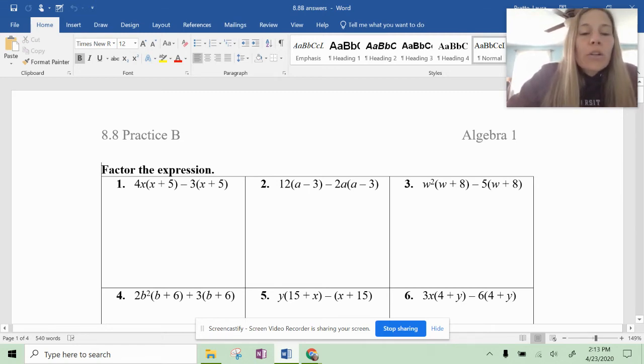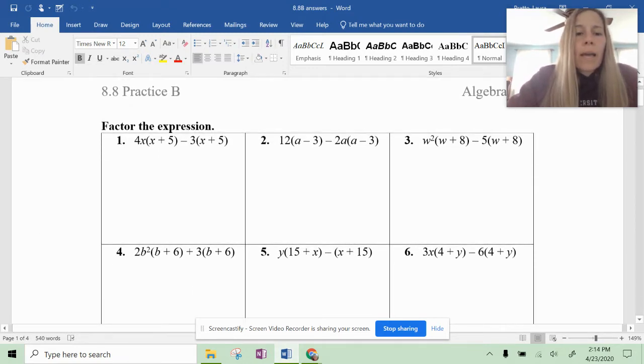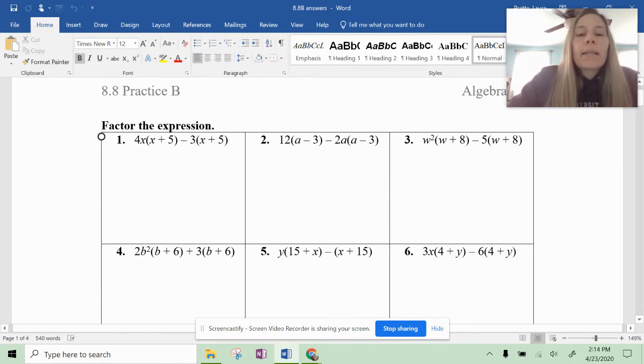Morning. So today we are just going to do a little bit of review on the factoring by grouping and factoring completely that I had gone over in yesterday's lesson. So I'm going to use this worksheet 8.8 practice B, and I'm just going to go through probably the odds. And then if you need extra practice, you can do the evens, and the answers will be posted on the Google Classroom.